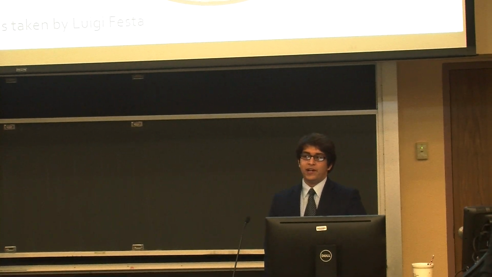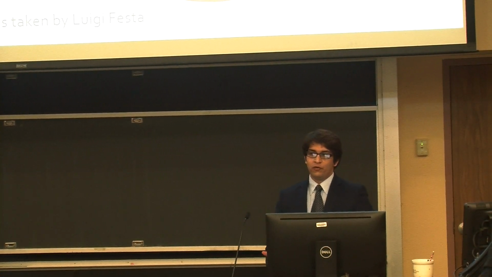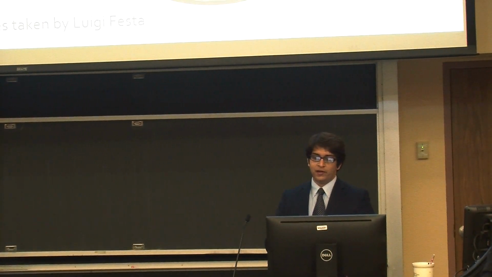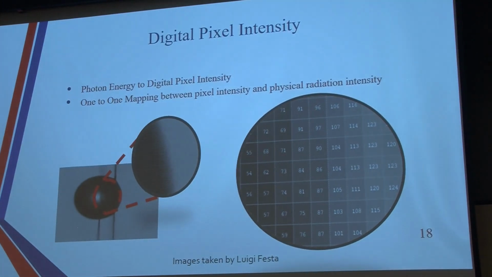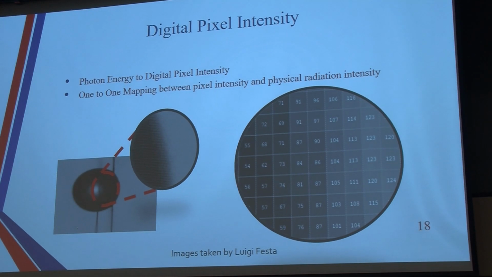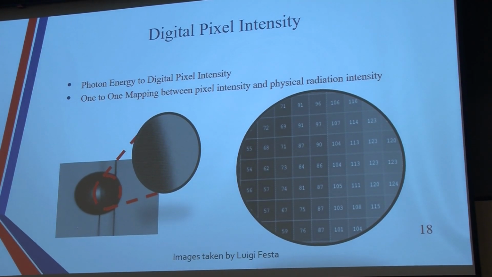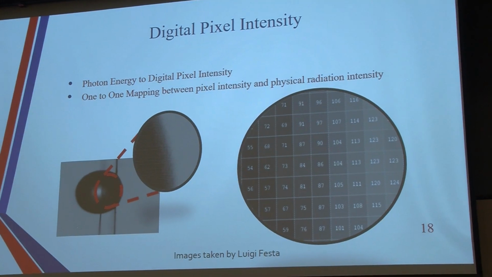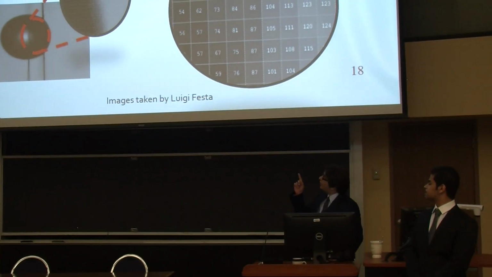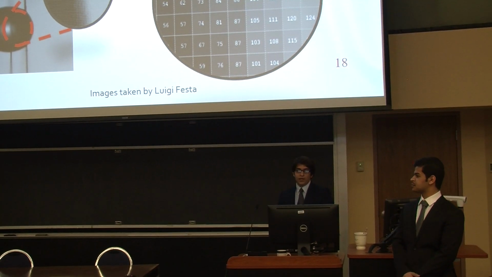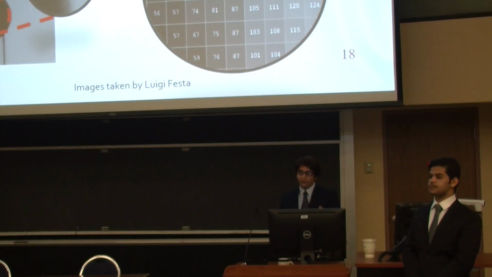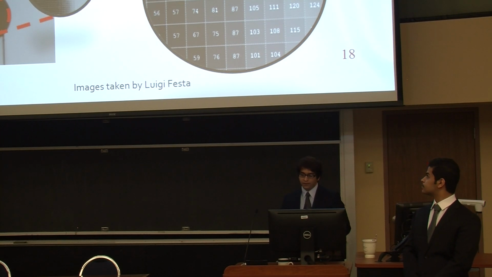So any camera, when it takes an image, it takes it through its sensor, which has photodiodes behind it. Any photons that it receives on the sensor get converted to a digital pixel intensity. As you can see, this image was taken by Luigi during his droplet experiment, and we can look at the pixel intensities for any point in the image in the grid. To calculate temperature, we need a one-to-one mapping between this pixel intensity and physical radiation, which we have to use in the temperature equation.